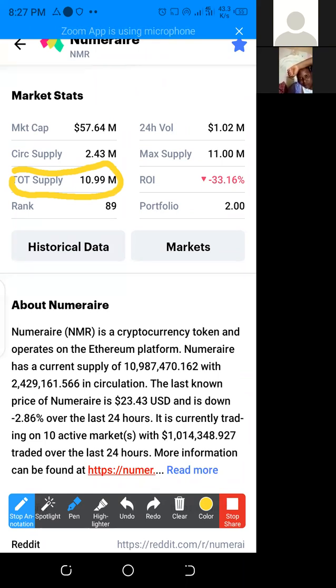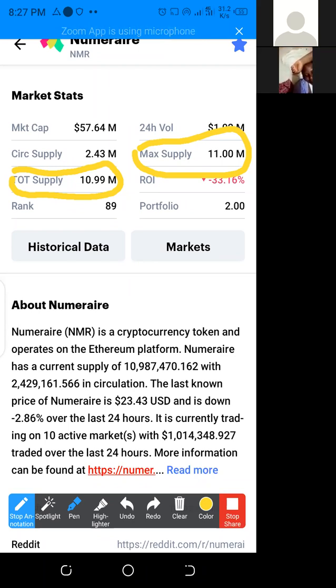The total supply of the coin is just 10.99 million. Guys, this is awesome. Look at the maximum supply. The maximum supply is 11 million. So they cannot produce this coin more than 11 million. In other words, in the whole world, there are only 11 million of them. You know why this is good?